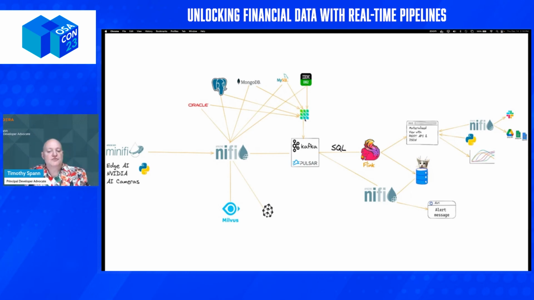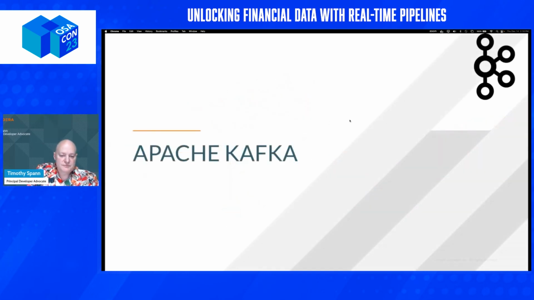NiFi. NiFi can distribute that with things like Kafka or Pulsar, make that available so Flink can do its real-time analytics, and that can be made into a materialized view that could be stored in a data store that could trigger alerts. Lots of different things you could do with those.